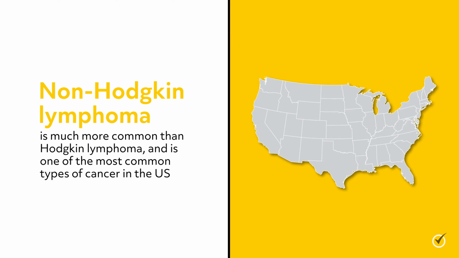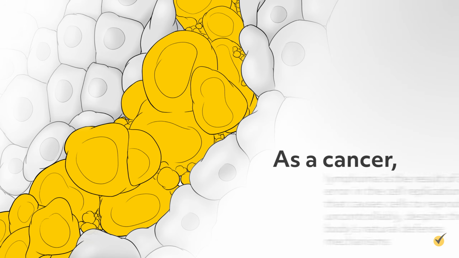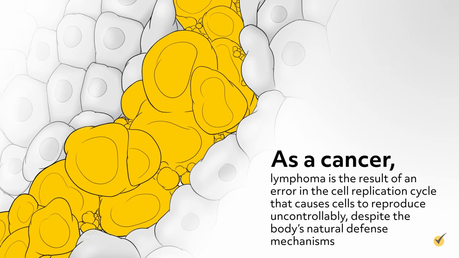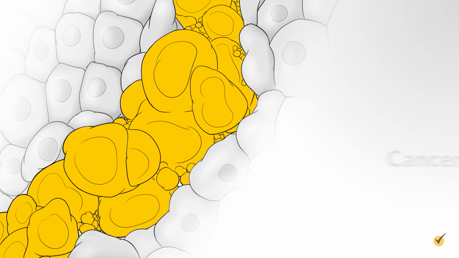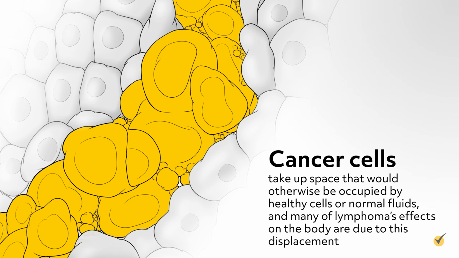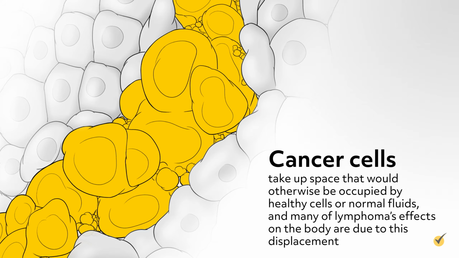As a cancer, lymphoma is the result of an error in the cell replication cycle that causes cells to reproduce uncontrollably, despite the body's natural defense mechanisms. Cancer cells take up space that would otherwise be occupied by healthy cells or normal fluids, and many of lymphoma's effects on the body are due to this displacement.